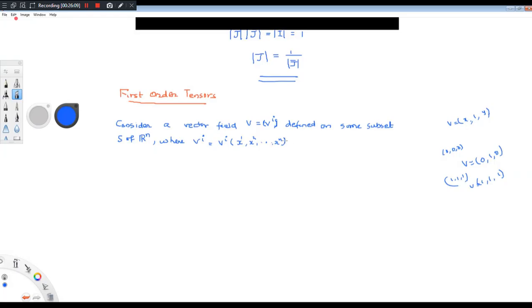Each Vi is a scalar valued function over S. Each component will be a scalar. See, each component: this is your V1, this component is V2. Its value will be a number at a point. That's why it's called scalar valued.